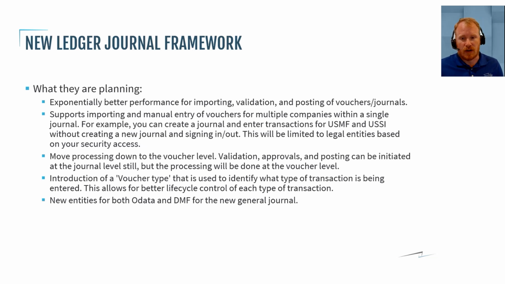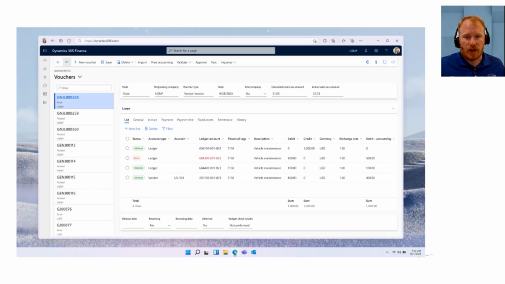They're introducing also a voucher type, and that's going to be used to identify what type of transaction is being entered. So according to Microsoft, this is supposed to allow for better lifecycle control of each type of transaction, and we'll see a little preview of that in a second here. Also, they're introducing new entities for both the OData and DMF for the new journal framework. And to be honest, I think this is where a lot of the performance improvement is coming from, speculating on that a little bit, but I think they probably refactored these entities to run a little faster than the old entities were. So here's a demo screenshot, and you can see that the journal is arranged very differently from the current journal layout. And we still have a journal header, which you can see at the very top.